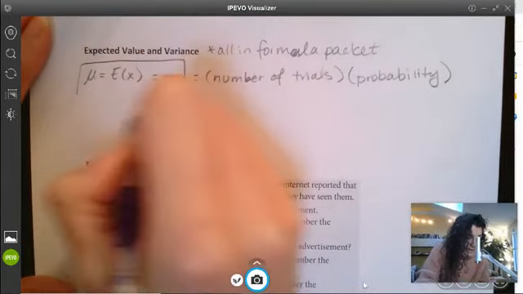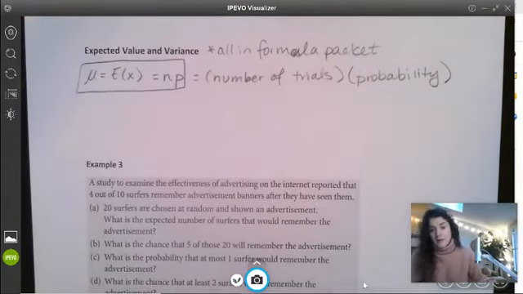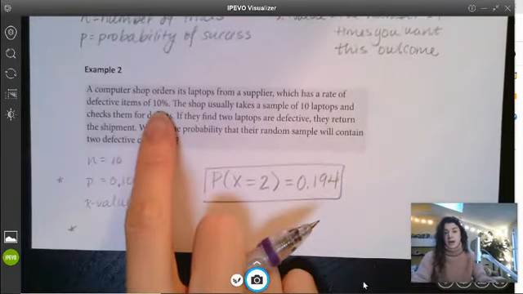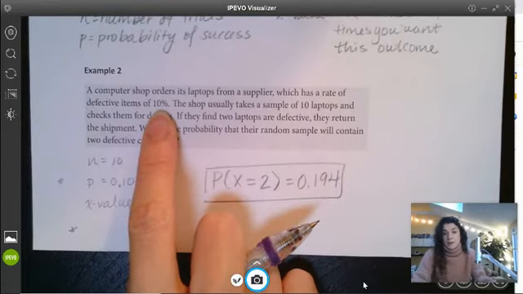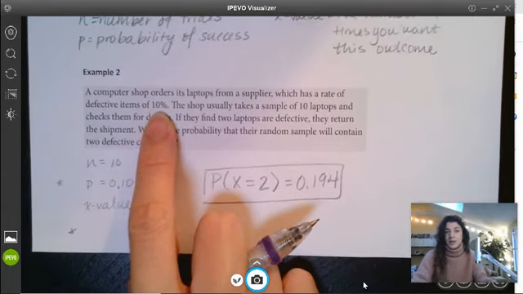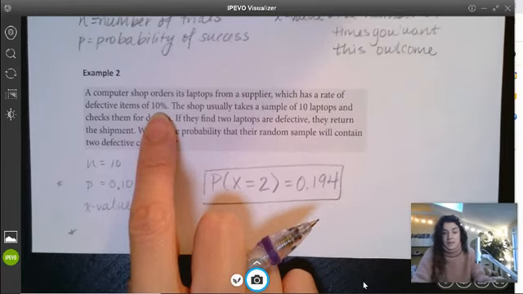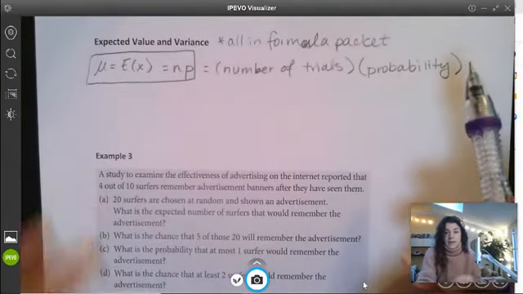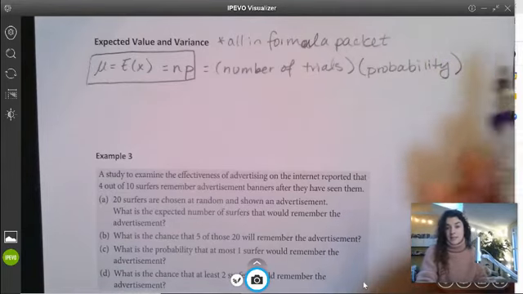So this is your formula. It's in your formula packet, and it makes sense that your expected value would just be the number of trials that you're doing times the probability of that thing occurring, right? If we had 100 laptops and we wanted to find the expected value of defective laptops, it would be 10% or 0.1 times 100, which is 10. You've just taken the number of trials and multiplied it by the probability, saying that's how many I expect there to be in this situation.